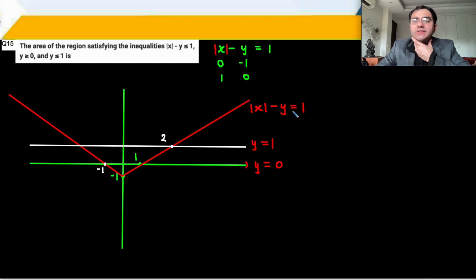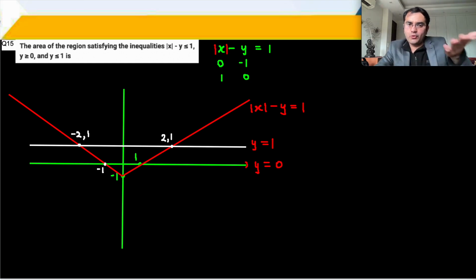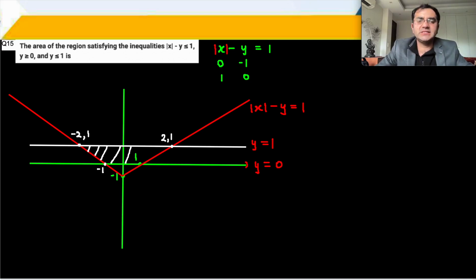So mod x minus 1 equal to 1, you get mod x equal to 2, x is equal to plus minus 2, and for y the value is 1. So 2 comma 1 and minus 2 comma 1. Okay, now what do I need? Red part above, green part above, and y part below, that is this trapezium.